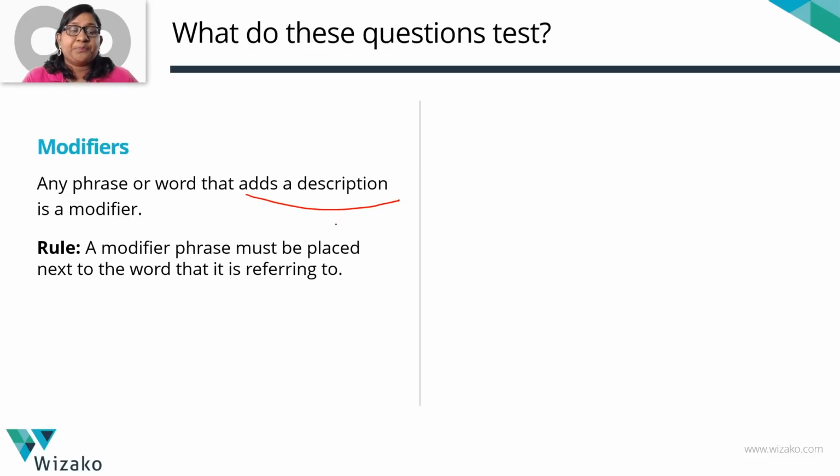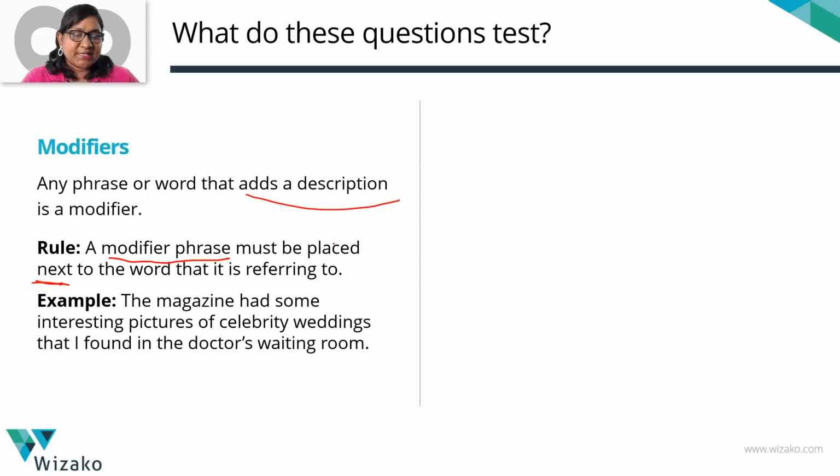What's the placement rule? Any modifier phrase. So if you have a collection of words that are adding a description, that modifier phrase has to be right next to the word that it's trying to describe. So it has to be physically placed next to the word in the sentence. Let's look at the example. The magazine had some interesting pictures of celebrity weddings that I found in the doctor's waiting room.